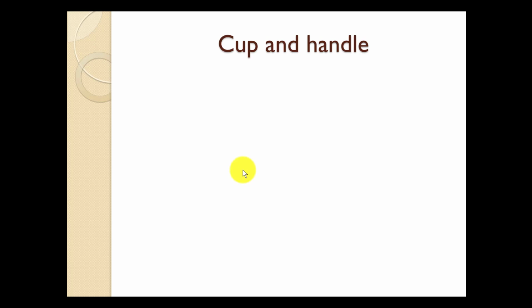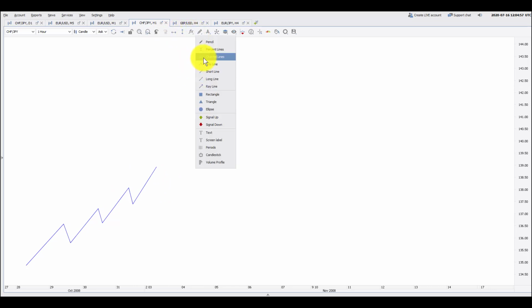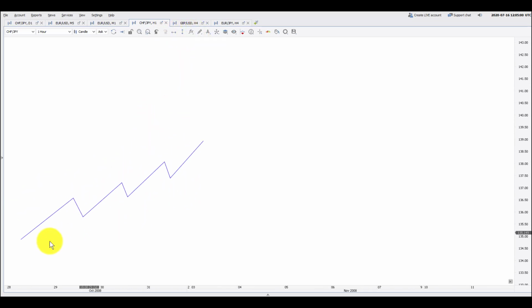So let us begin. The first thing that we need to identify a cup and handle formation is a trend. Yes friends, it is a continuation pattern, so it will continue the trend in the direction it was going. Let us try to understand with the help of figures. We'll take a polyline and try to draw an uptrend. So this is a higher highs and higher lows formation. It is very simple. When higher highs and higher lows are formed, this is known as an uptrend. So we have a trend in the first place.